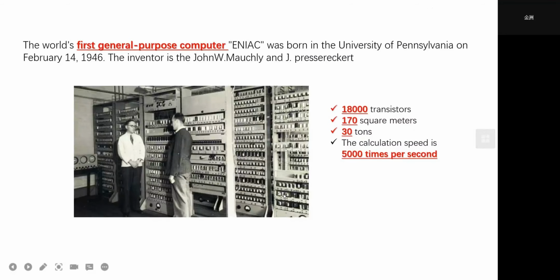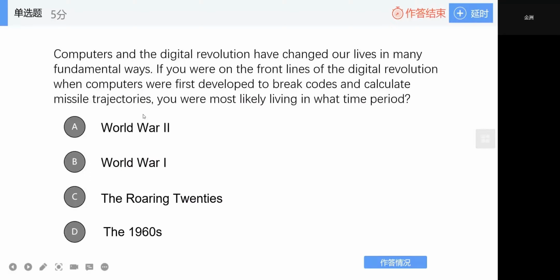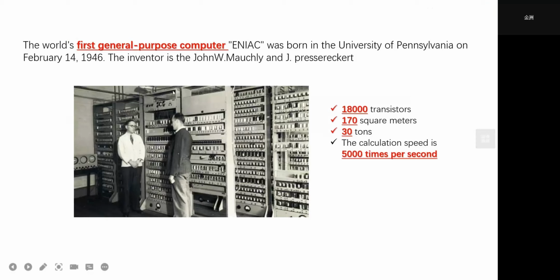And here we see a picture. This picture shows the world's first general purpose computer, and its name is ENIAC. This is what we have recorded as the first general purpose computer till today.